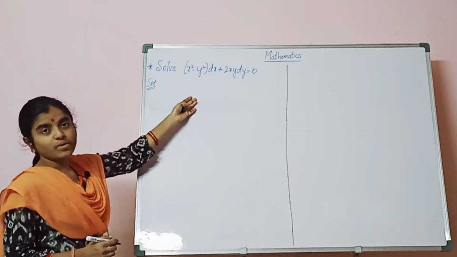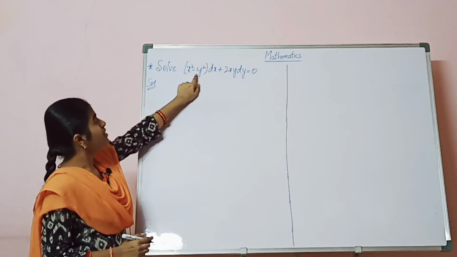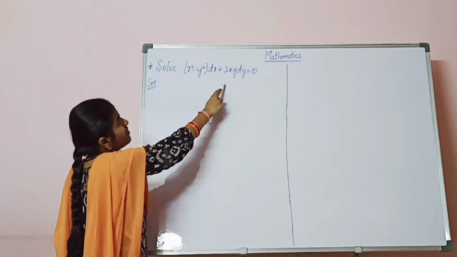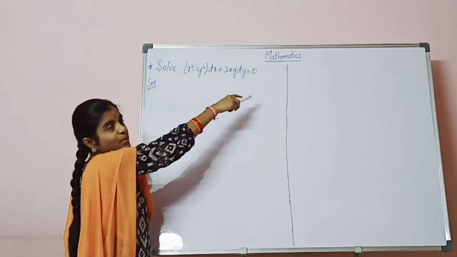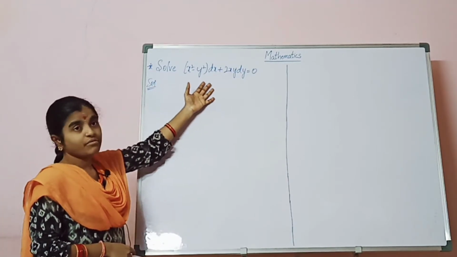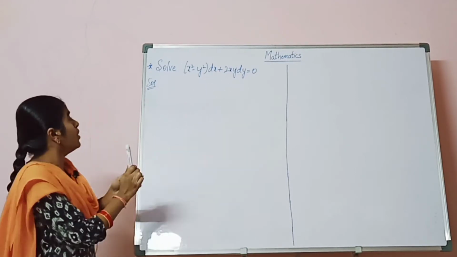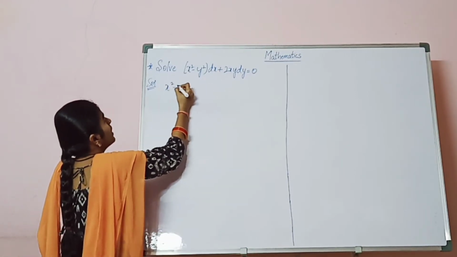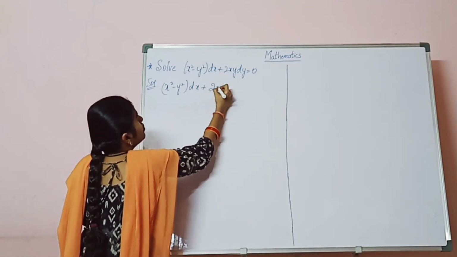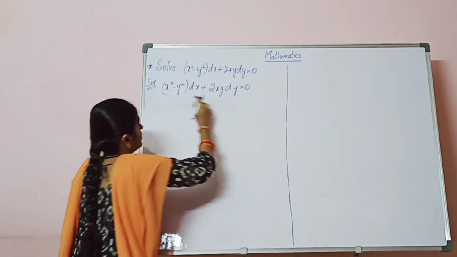Now let us solve a problem based on homogeneous differential equation. So what is given here? Solve x square minus y square into dx plus 2xy into dy equals 0. First we have to check the condition whether the given sum is homogeneous or not. What is given here? x square minus y square into dx plus 2xy into dy equals 0.